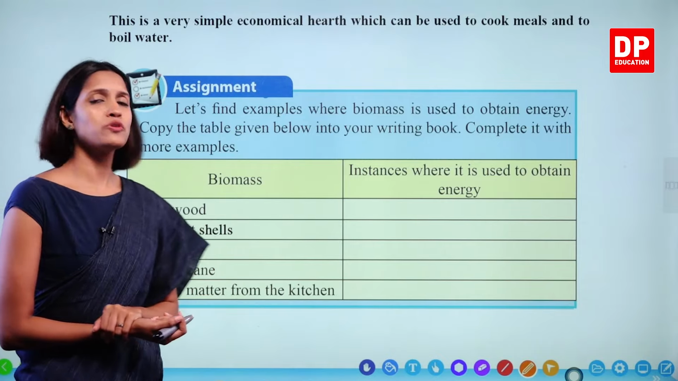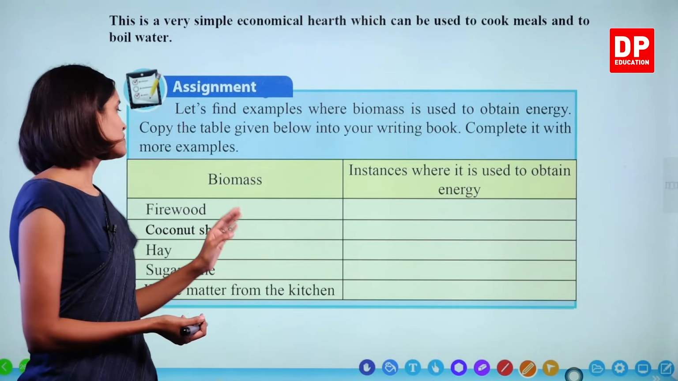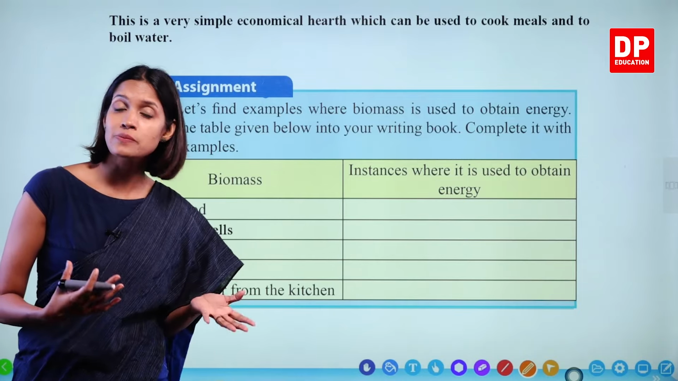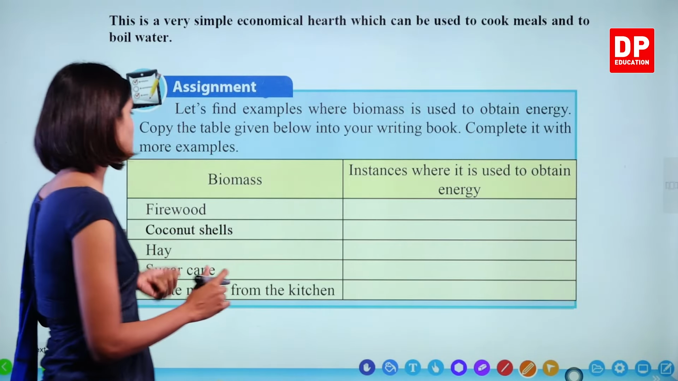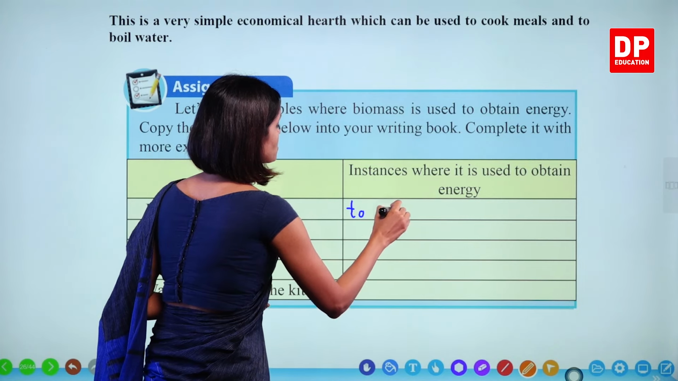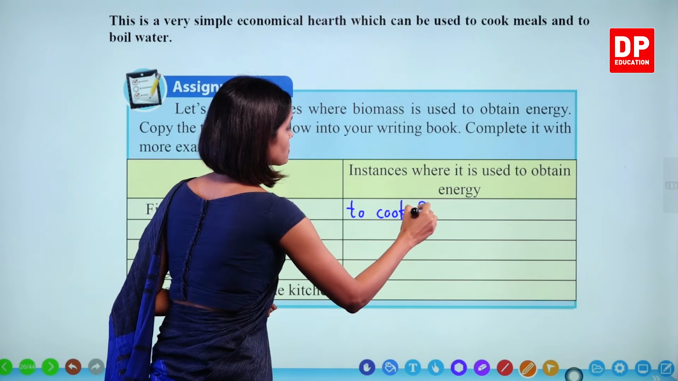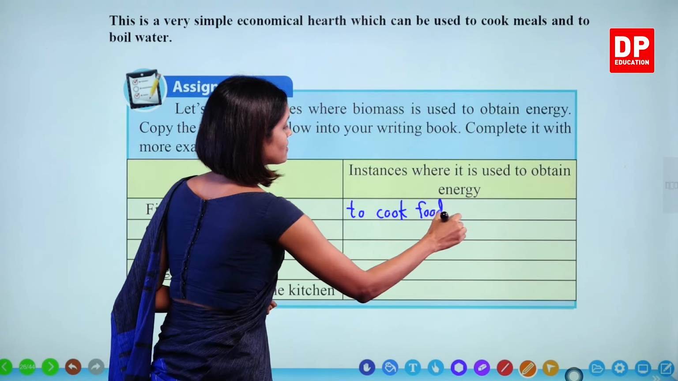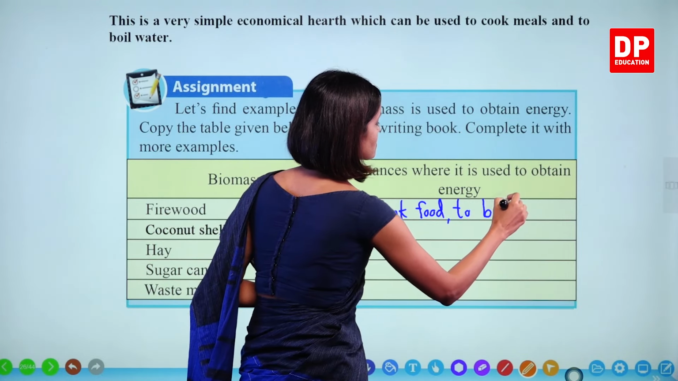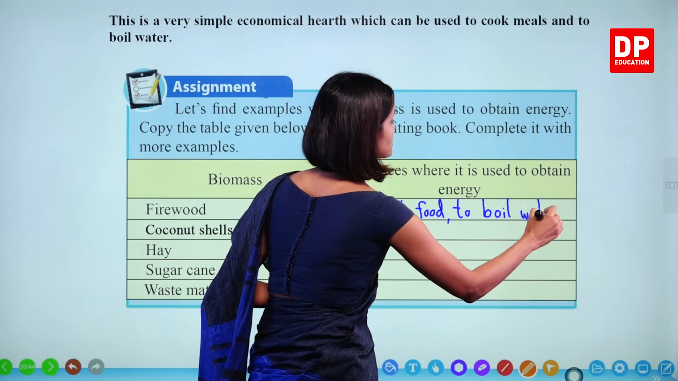Firewood. Why do we use firewood? Firewood we can use to cook food, to boil water. For cooking purposes, we can use firewood, right? We will write to cook food, to boil water.